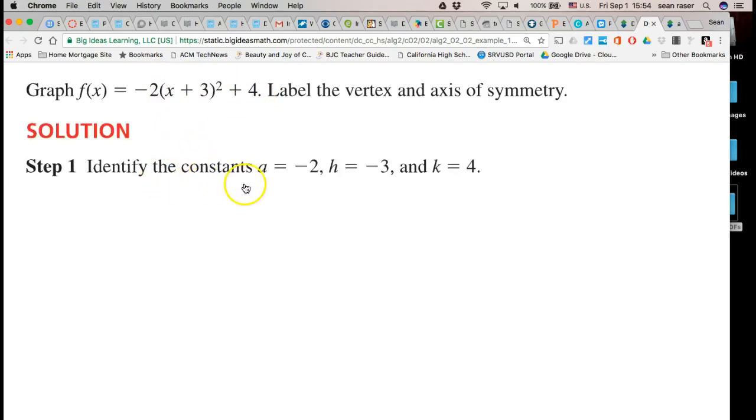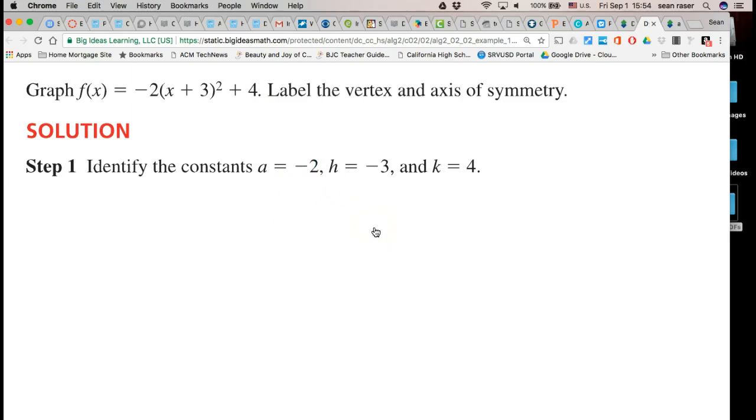So since this is in vertex form, right, -2 is just our a value. Our h value is -3. Remember, it's x minus h. So x minus -3 gives us x plus 3. And then we have k equals 4, plus 4. So these are our constants.